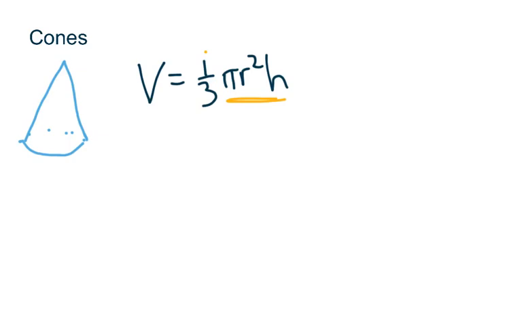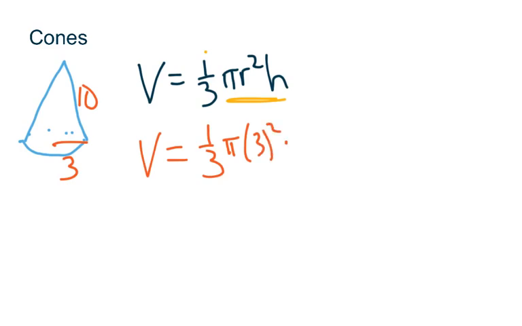So for example, if we had a cone and its dimensions were, let's just say 3 and 10, let's see what happens. All right, so volume would equal 1/3 pi 3 squared times 10. And so that's going to give us, now be careful, a lot of you might see this 1/3 and 3 and start canceling things out. Don't. Because you have to do exponents first: 1/3 pi times 9 times 10.